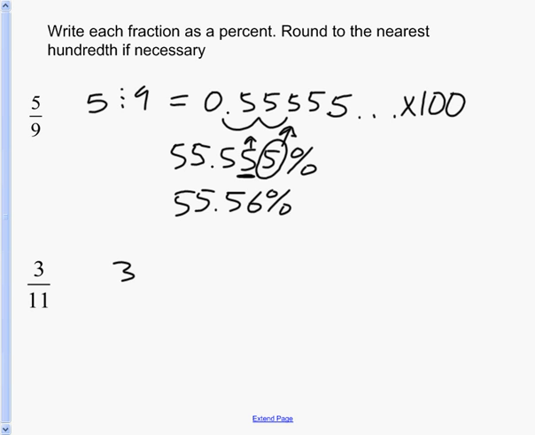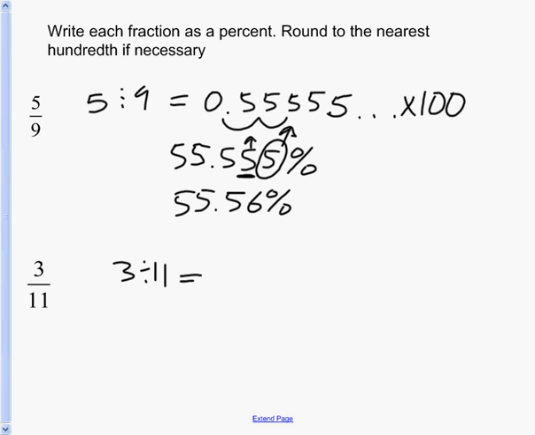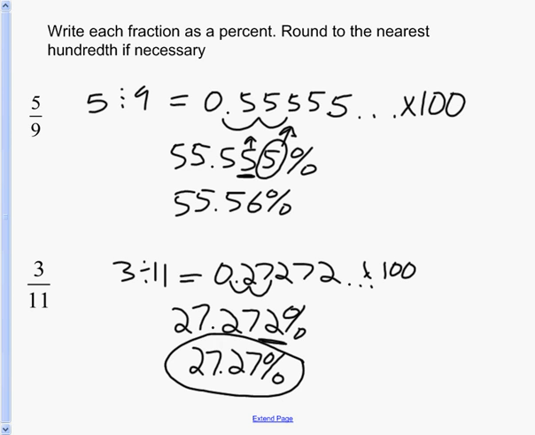Lastly, we have 3 divided by 11, or 3/11th, either way. So we'll do this on the calculator. 3 divided by 11 gives us 0.27 repeating. So this equals 0.27272, and again going 5 digits because we're rounding to the nearest hundredth, and we're multiplying by 100. Scooting our decimal point over, I have 27.272. Since this last 2 is less than 5, we are going to round it down to 27.27. So 27.27% is our final answer.